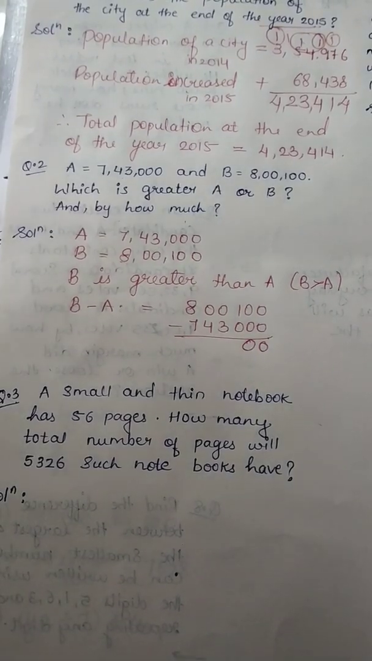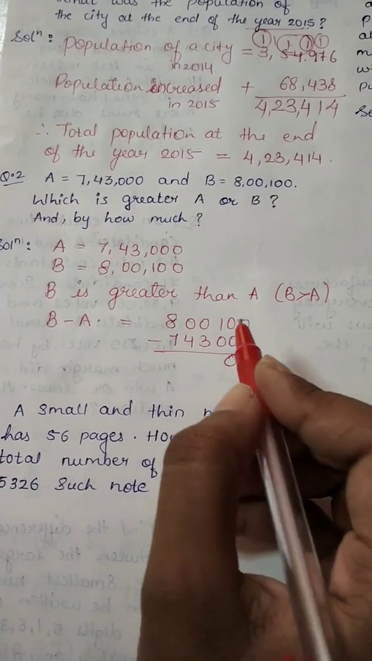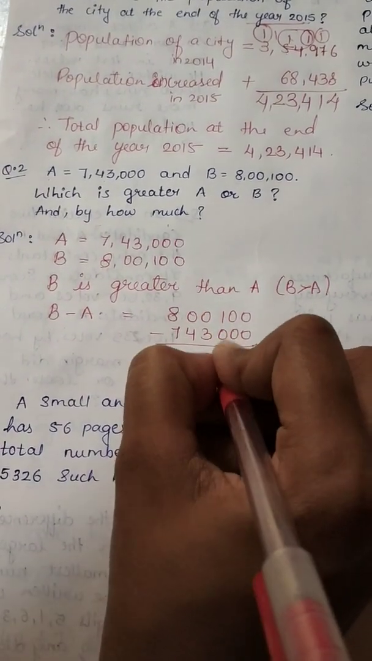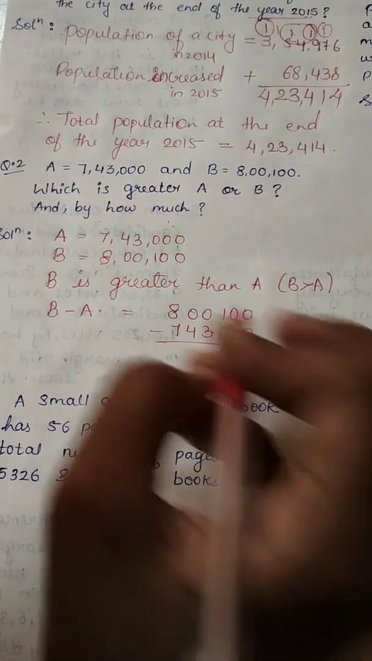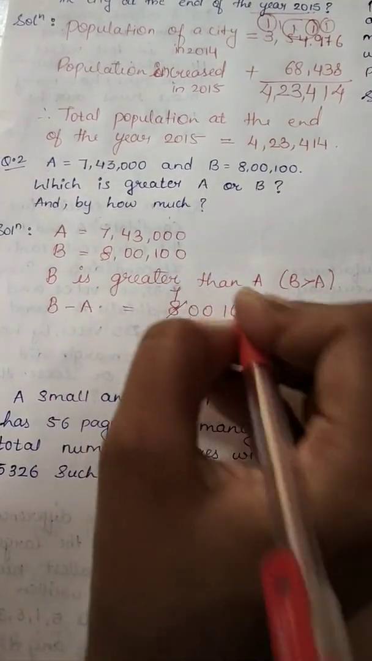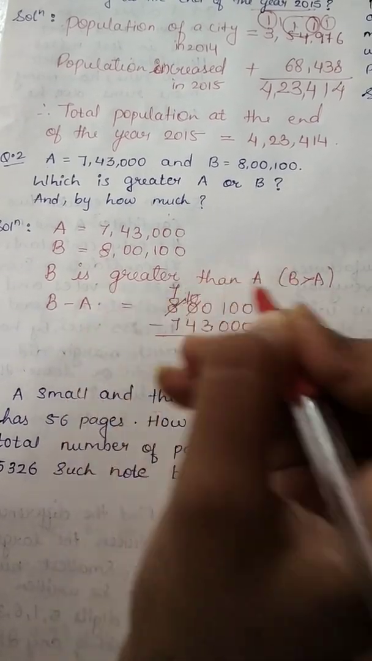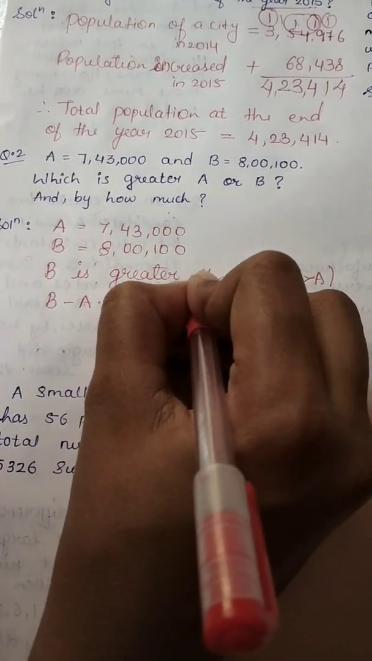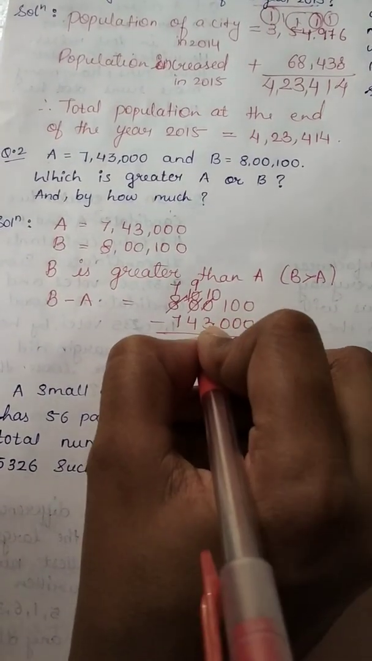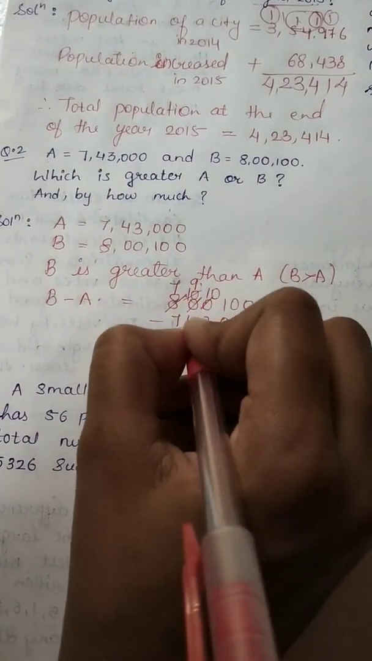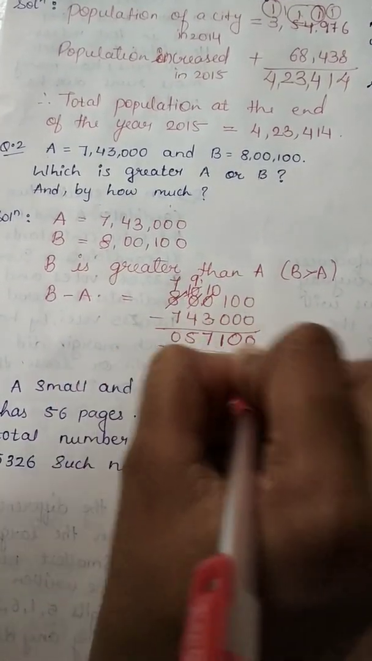Next, 1 minus 0, 1. Here I cannot subtract 0 minus 3, so I'll carry. It will become 7. And then here 10. So 1 more carry, 9. And this becomes 10. 10 minus 3, 7. 9 minus 4, 5. 7 minus 7, 0.